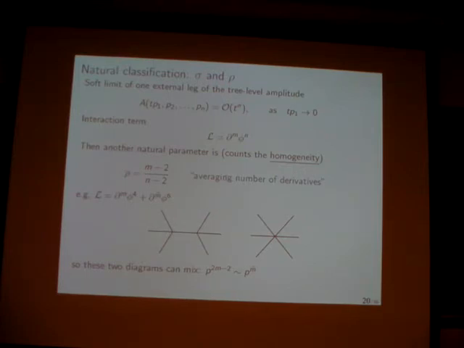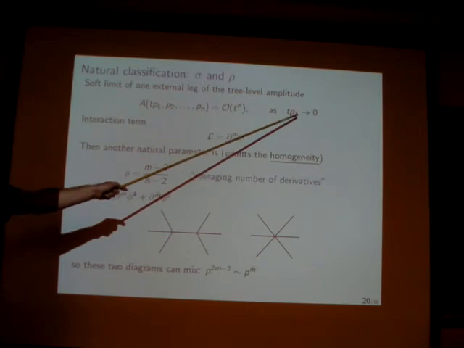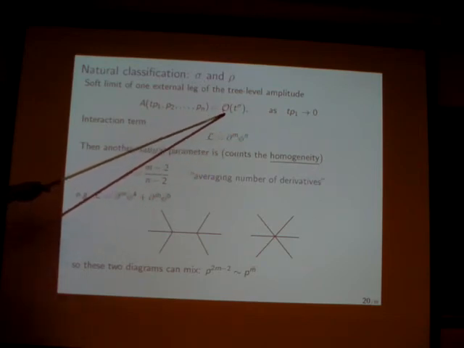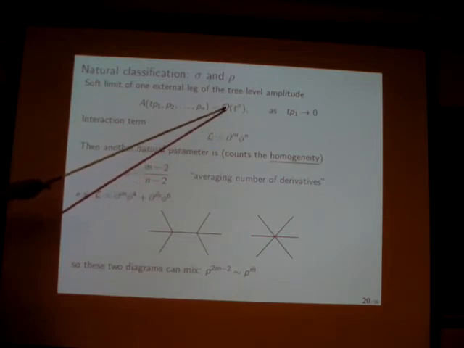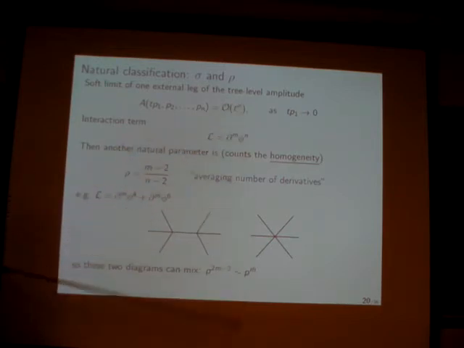So first, the generalization is in the sense that we take one momentum going to zero, and we specify this as zero. But you can be a little bit more specific. You can define the speed of how this is going to zero by this parameter sigma.